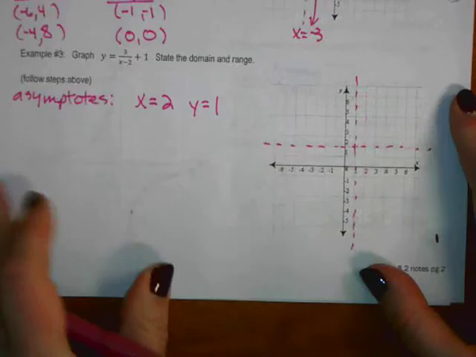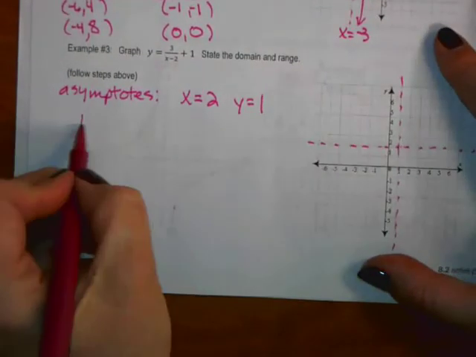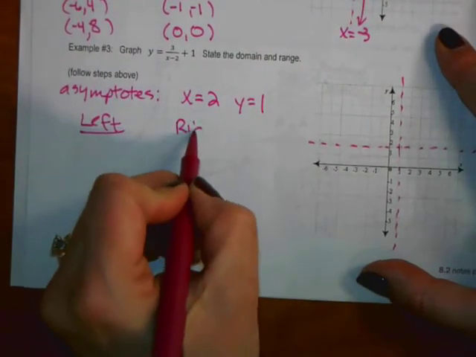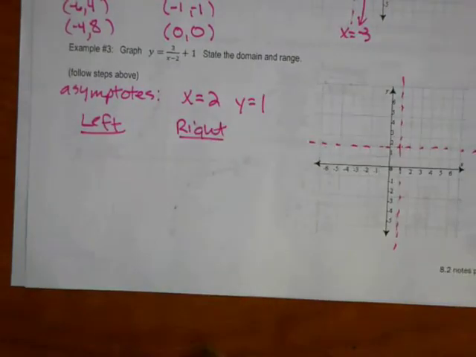What's the next step? Yeah. Pick points to the left of the vertical asymptote and points to the right of the vertical asymptote.